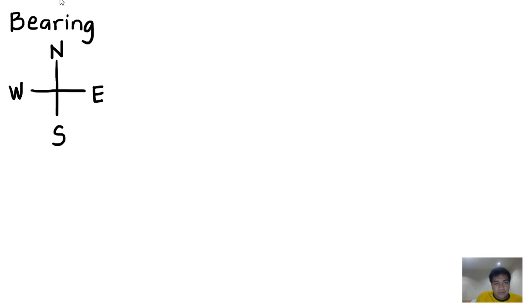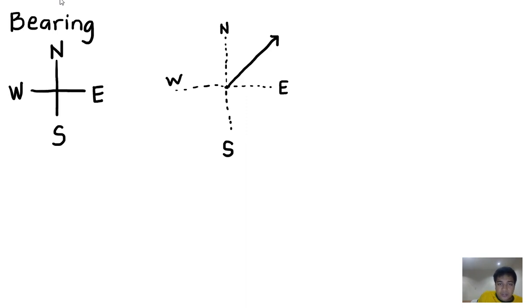Okay, so for example, if we have an angle directed 30 degrees from the north, and this is the north, this is the east, this is west, and this is south. Okay, so this line or ray is measured 30 degrees from the north. So the azimuth is 30 degrees.